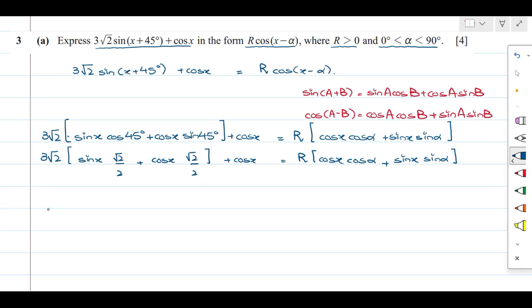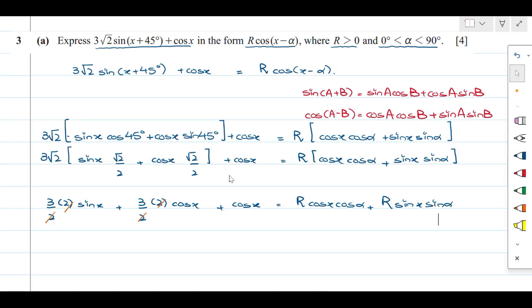Okay, so let me distribute 3 inside the bracket, right? So 3 divided by 2, root 2 into root 2 would be root 2 square, that is just 2, and we have sin x. And this 3 divided by 2, root 2 into root 2 is root 2 square, which is 2, and cos x plus cos x. Now you can cancel this 2 with 2, this 2 with this 2. Okay, and that is equal to r cos x cos alpha plus r sin x sin alpha.